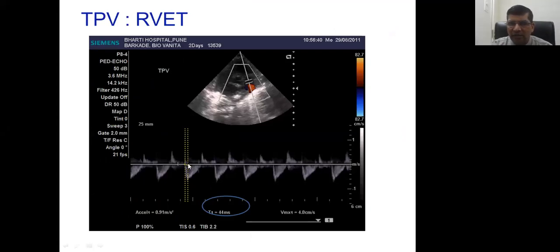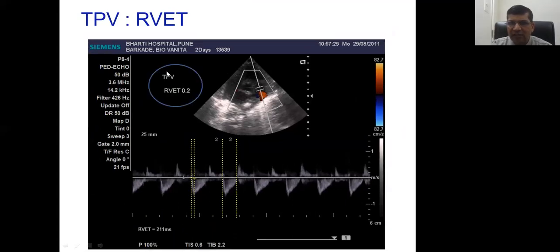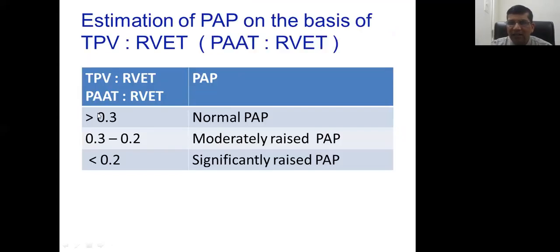This is the TPV. In this case it is 44 milliseconds, and that's the RVET. And if you see, this ratio is 0.2. TPV RVET ratio is 0.2. That means this baby has, as I told you, 0.3 to 0.2 moderate, less than 0.2 is a severe pulmonary hypertension. That's again a crude method. It's not accurate numbers.